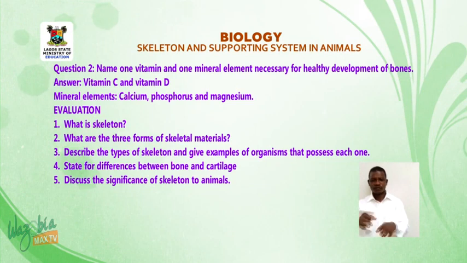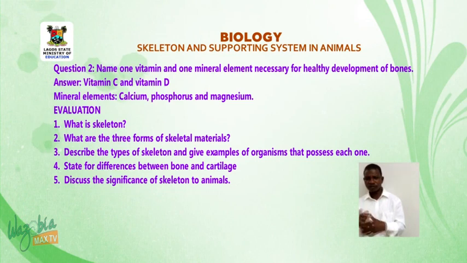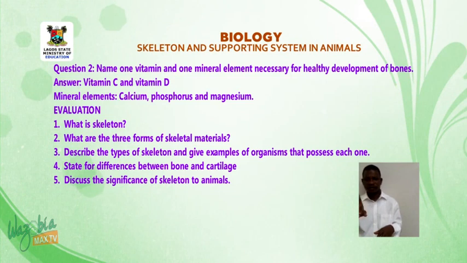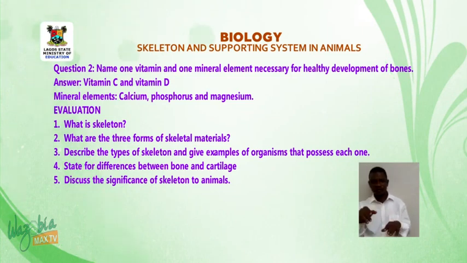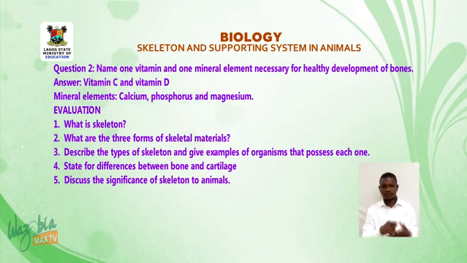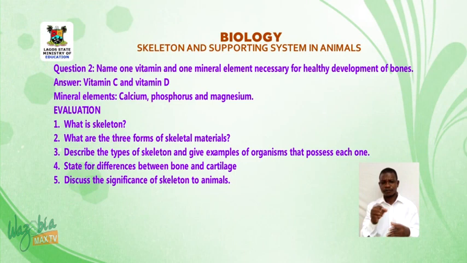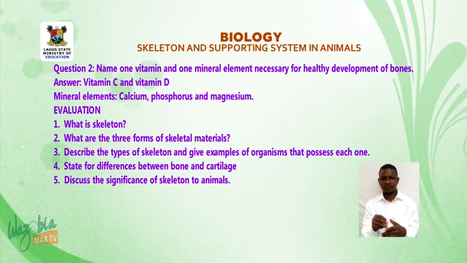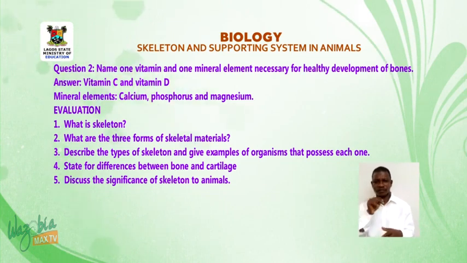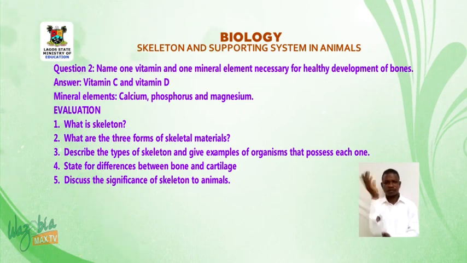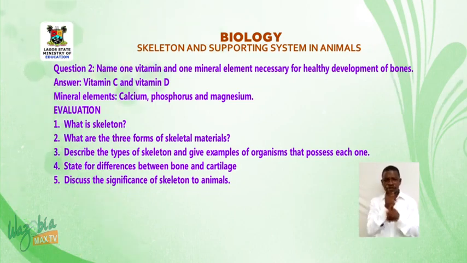Evaluation. 1. What is skeleton? 2. What are the 3 forms of skeletal materials? 3. Describe the types of skeleton and give examples of organisms that possess each one. 4. State 4 differences between bone and cartilage. And lastly, discuss the significance of skeleton to animals.